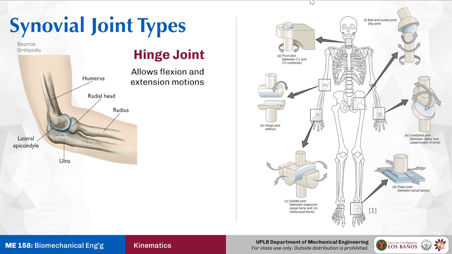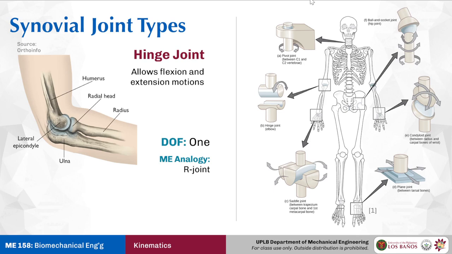So yeah, the hinge joint: these are joints that allow flexion and extension motions. It could also be abduction and adduction, but only one of those motions. An example of this would be the humeroradial joint in your elbow. Your elbow allows flexion and extension, so the degree of freedom of the system is 1. That's 1 DOF. And it is most analogous to a revolute joint.